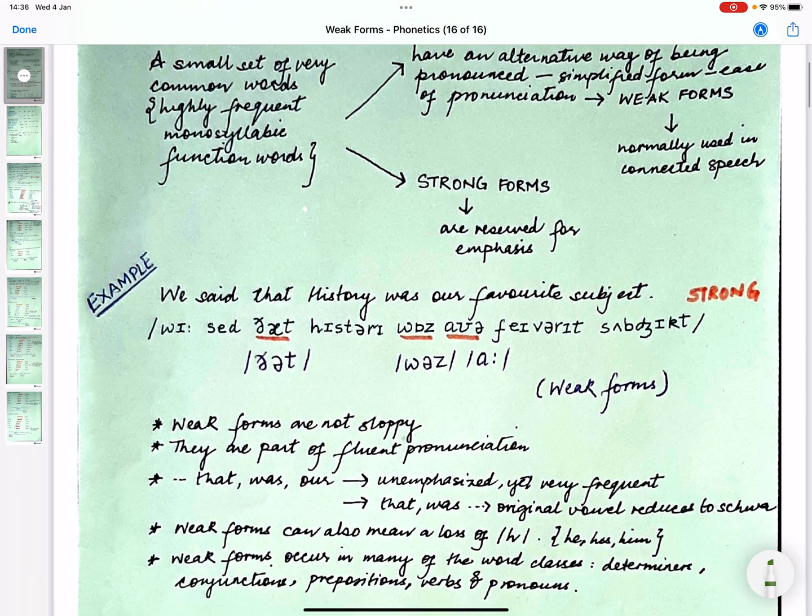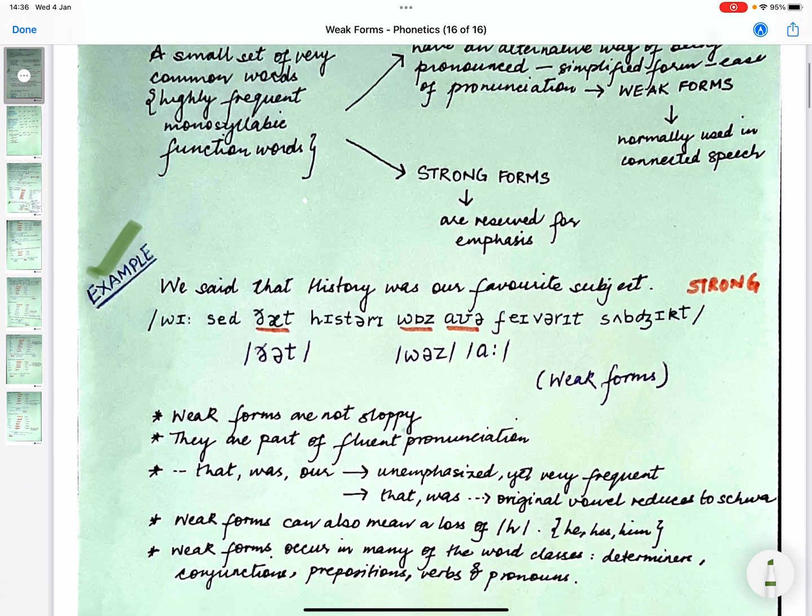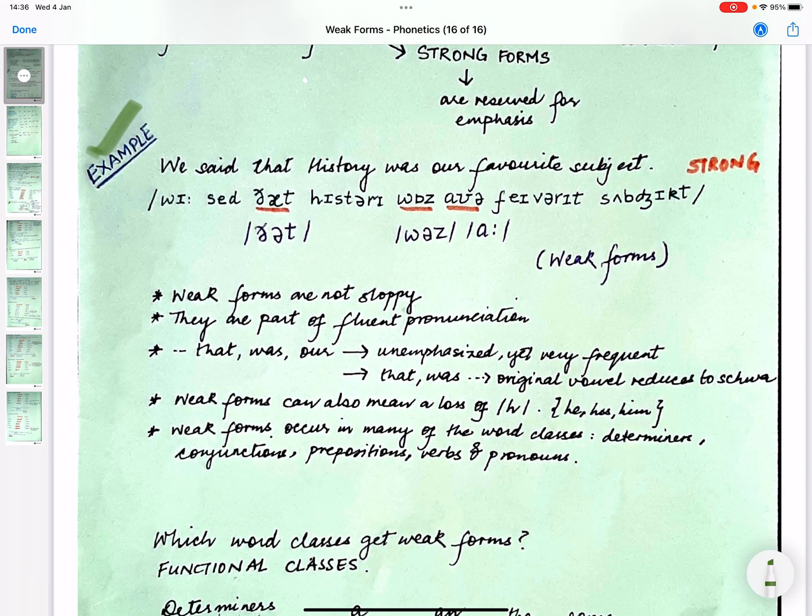Let's have a look at this example. We said that history was our favorite subject. You can see the words that, was, and are. They all are expressed using weak forms. Weak forms, remember, are not sloppy, so they are part of fluent pronunciation. In the example above, the words that, was, and are are unemphasized, yet they're very frequent words.